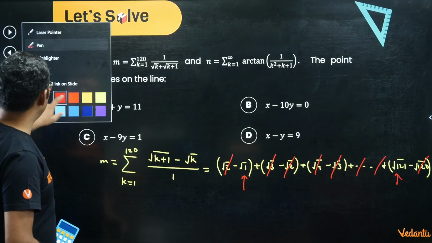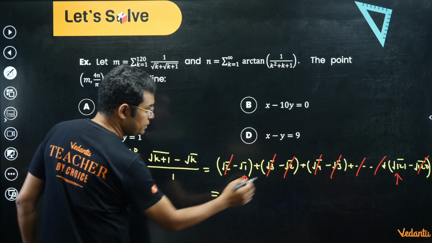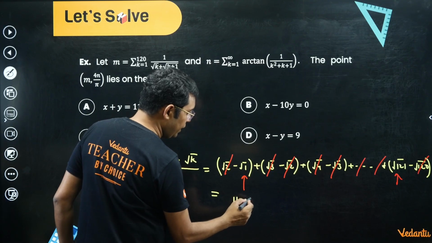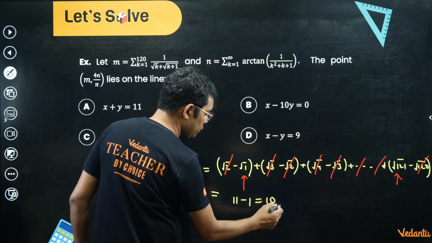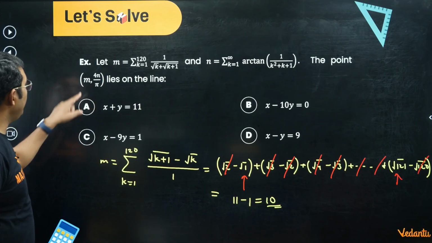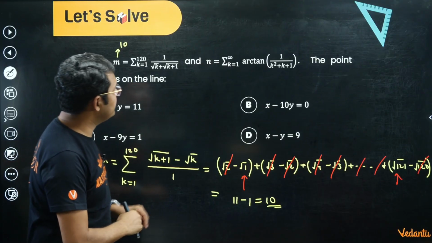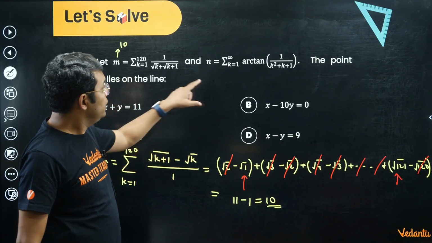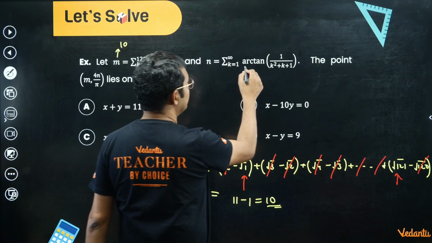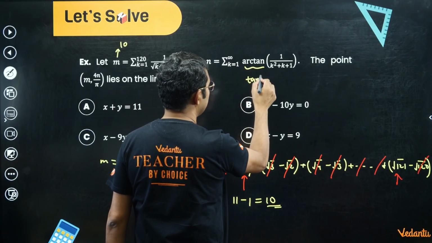So what are we left with now? Just that root 121, that is 11, and minus 1, so it is 10. So this value of m is coming out to be 10. Now they are also asking the value of n. Now this n, arc means tan inverse. Arc means tan inverse. Okay.